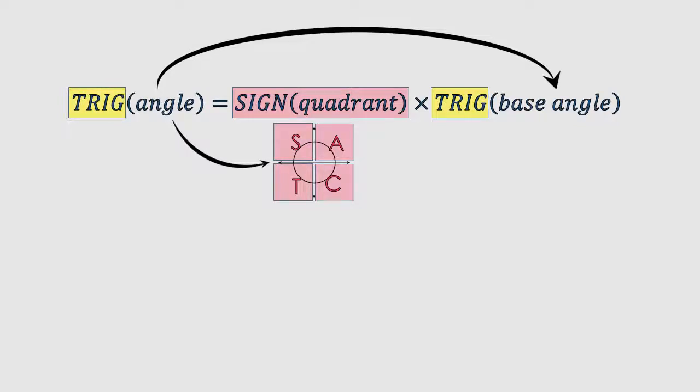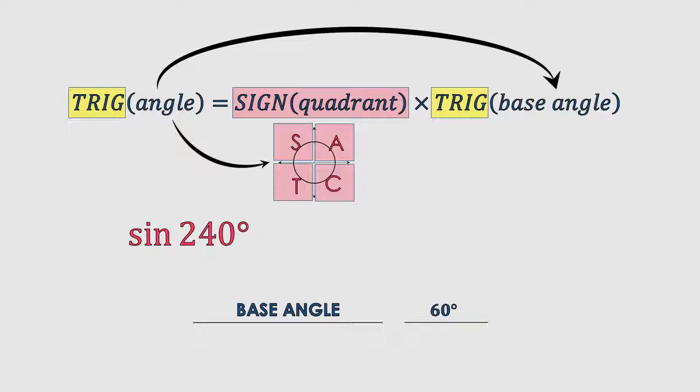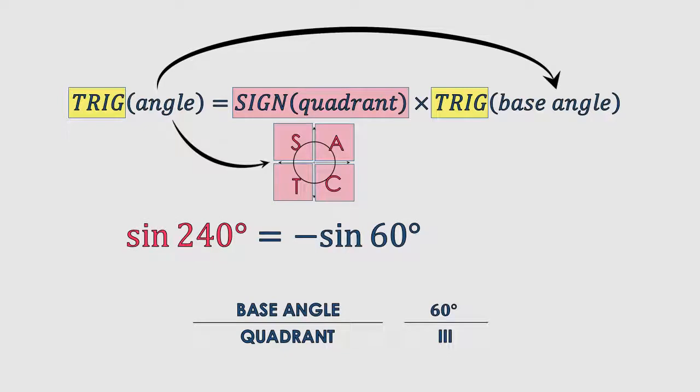Let's use an illustration of sine 240 degrees. The base angle for 240 degrees is 60 degrees and 240 degrees lies in the third quadrant. Sine in the third quadrant is negative, and so sine 240 degrees equals minus sine 60 degrees. That gives minus square root of 3 by 2.